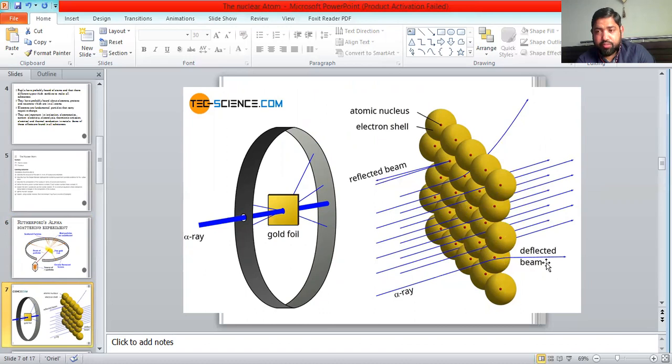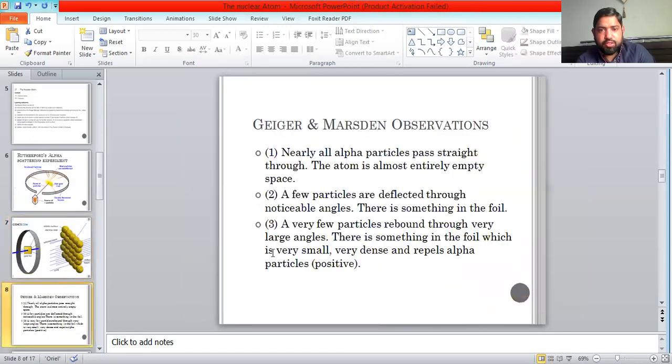And the particles which are being deflected at smaller angles, those are deflected like if this was an alpha particle and it was positively charged. Those particles may be passing near some positively charged entity. So we'll be discussing the observation of Geiger and Marsden. What does it say? Nearly all alpha particles, meaning most of the alpha particles, pass straight through. So that tells us that the atom is almost empty.